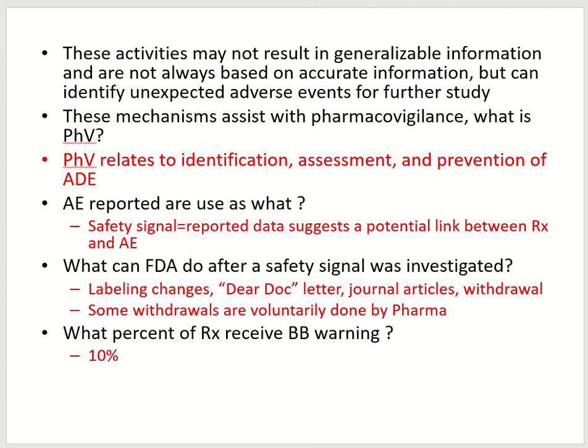So what can FDA do after a safety signal was investigated? After they investigated, they can do a number of things. They can issue a label change, a Dear Doctor letter. They can publish articles, or they can withdraw the drug. They can even do a black box warning. Some withdrawals are actually voluntary, done by the pharmaceutical companies. And of note, 10% of drugs receive a black box warning.